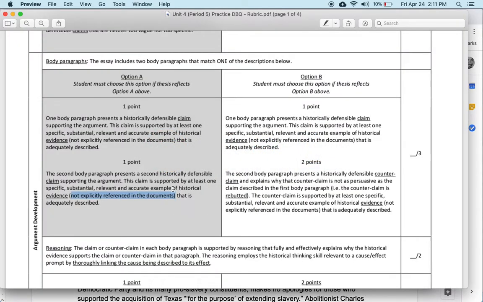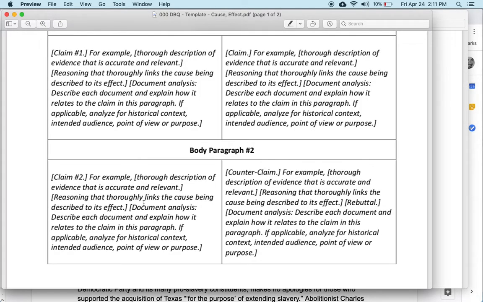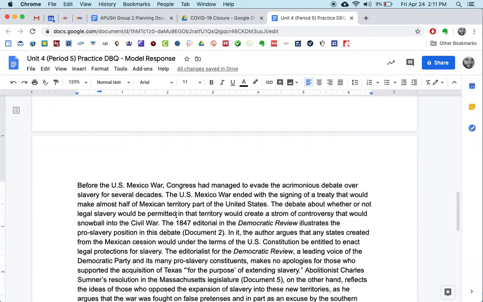Now I get to the reasoning part. I have to explain how the westward expansion and Manifest Destiny caused divisions around slavery. That's my point in that paragraph, and here's how I do it.